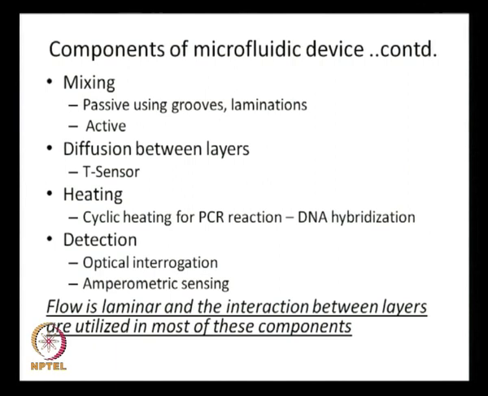Then there is this heating component you should also have in a microscale process, one heating requirement. I have given an example here, cyclic heating for PCR reaction. This requires heating in steps. Within a very short time you have to accomplish several ups and downs in temperature.